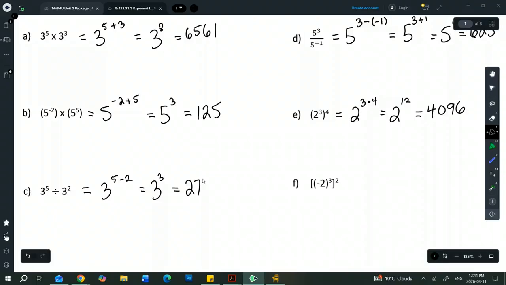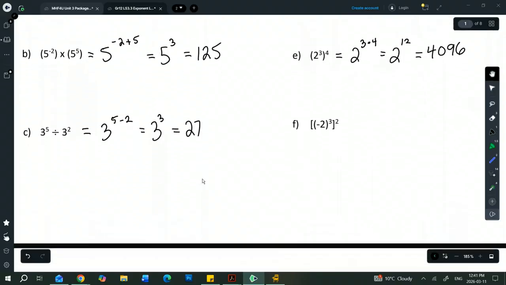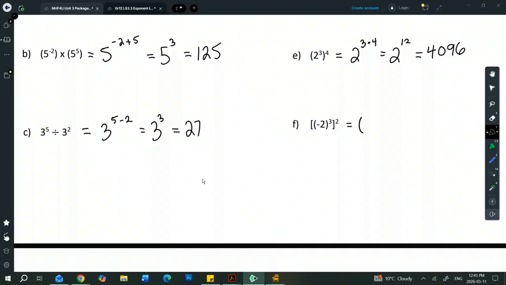4096, perfect. Okay, and then how about F? What rule? So we'll do 3 times 2 when we do power rule. That'll give us -2 to the 6. One important thing here is it probably depends on the calculator, but you might have to put brackets around the -2. But let's just see what your calculator does. Yeah, so you need brackets.